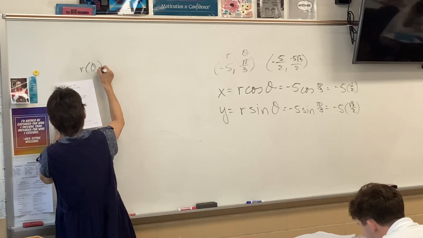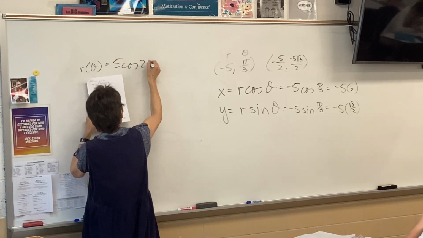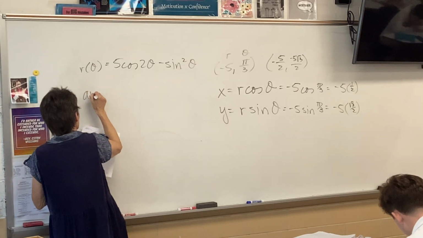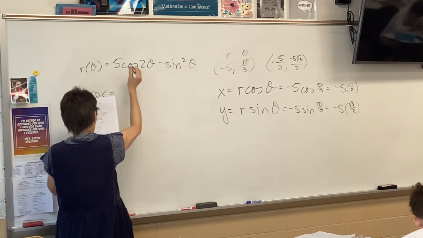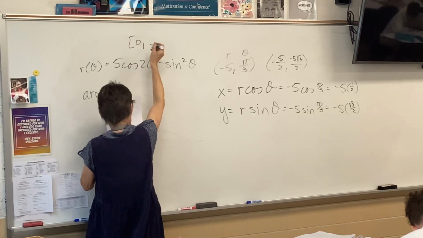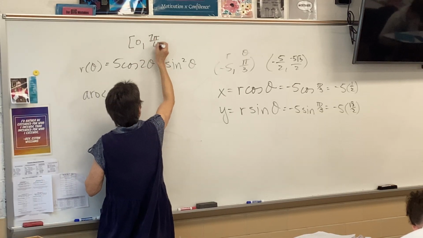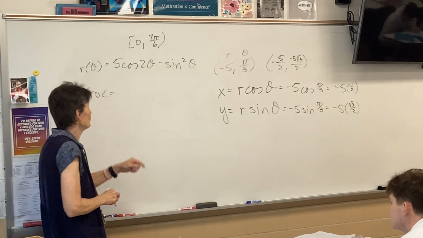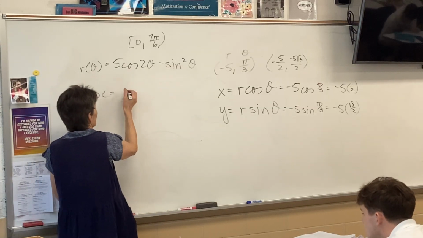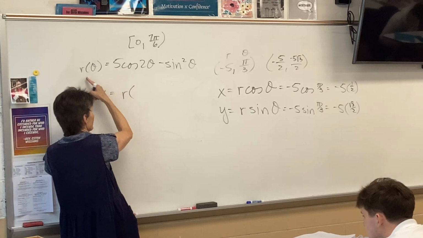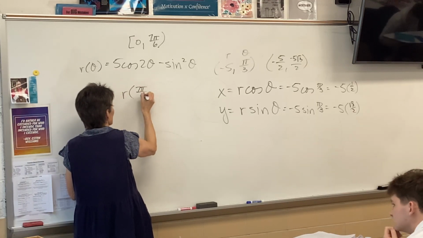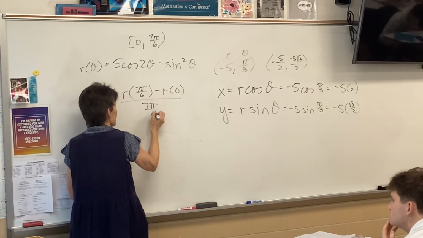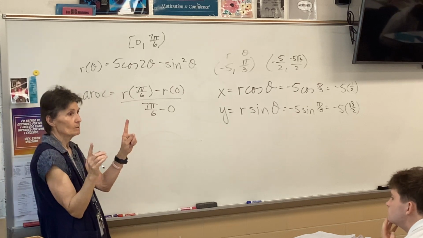All right, we have this equation, and you are finding the average rate of change on the interval from 0 to 7 pi over 6. First thing we'll do is write down R of 7 pi over 6 minus R of 0 all over 7 pi over 6 minus 0. Everybody okay with the setup?